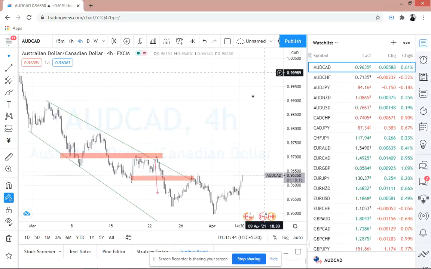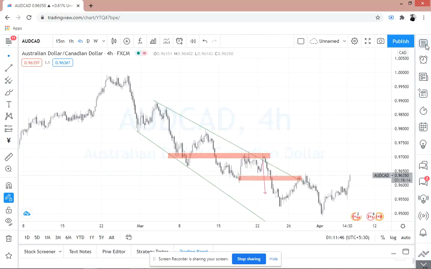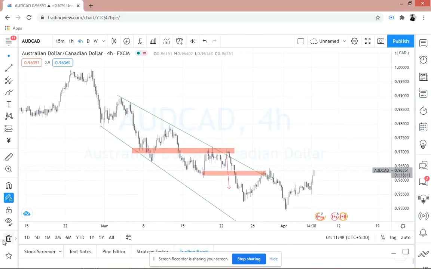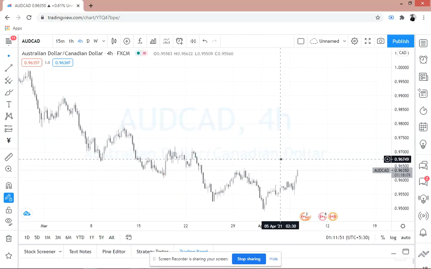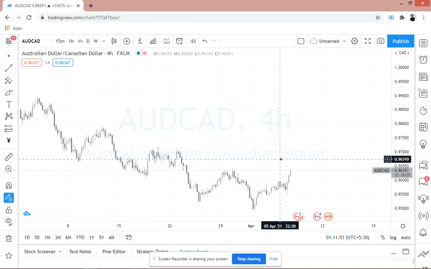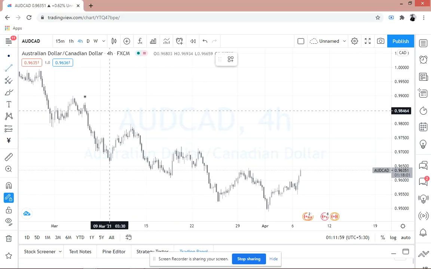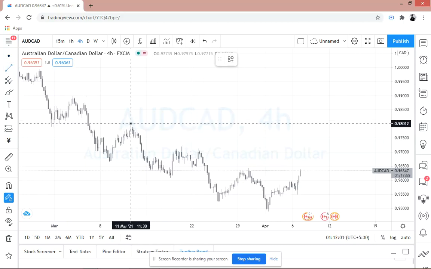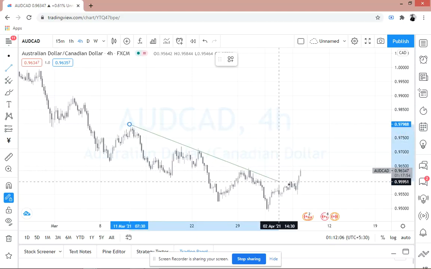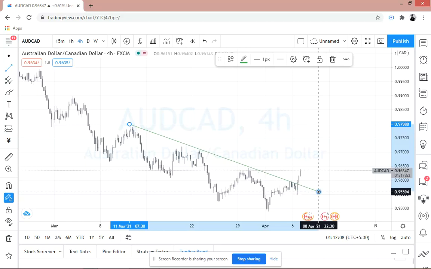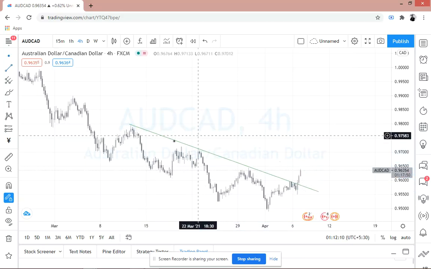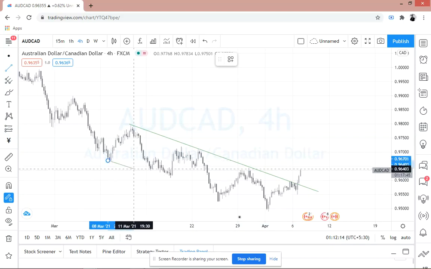Okay, so I'm going to delete it now. Then I will give us another example, another analysis. So I'm going to draw a level here, then I'm going to make the support level also.